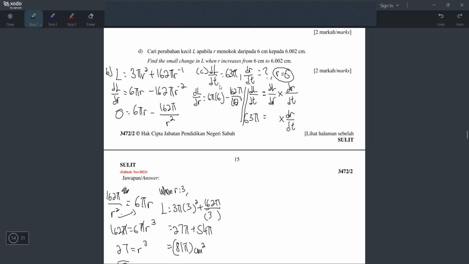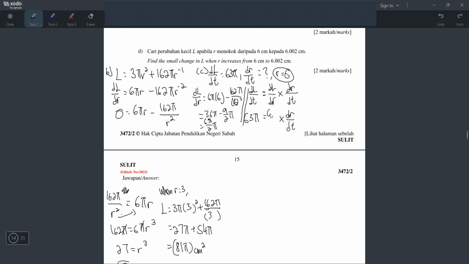And then now you calculate this. 6 times 6 is 36 pi. And then 162 divided by 6 squared is 162 divided by 36. You can quickly press. You will end up with 9 over 2, which is 9 over 2 pi. And then the 9 over 2 pi, you still have to take 36 minus 9 over 2, right? So wait, did I do it correctly? Yes. So 36 minus 9 over 2, I get 63 over 2, and don't forget to write the pi. 63 over 2 pi. So this is the dL/dr.